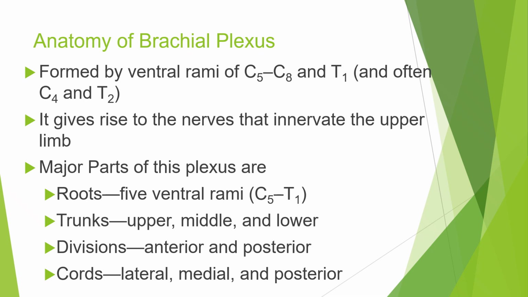Anatomy of the brachial plexus, a quick recap. It's formed by the ventral rami C5 to T1. Sometimes there can be contributions from C4 and T2. The brachial plexus gives rise to the nerves that innervate the upper limb. The major parts of this plexus are roots, trunks, divisions and cords.